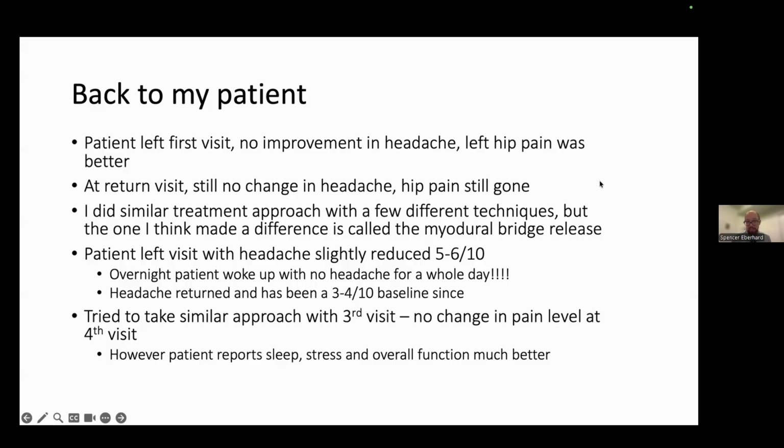She was motivated because this was really cool. So then we tried to take a similar approach on the third visit. No change in the pain. And when I saw her on the fourth visit, after the fourth visit, we had to go our separate ways. So I never saw how she was after the fourth visit.